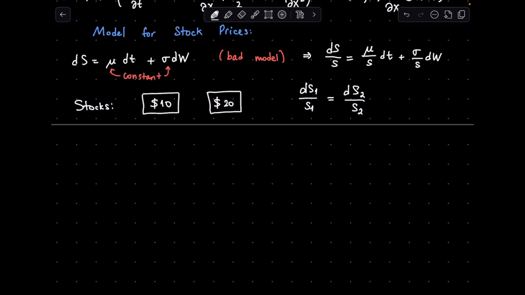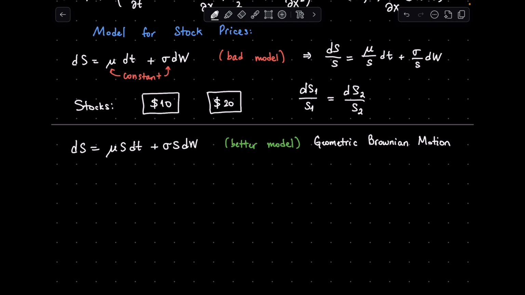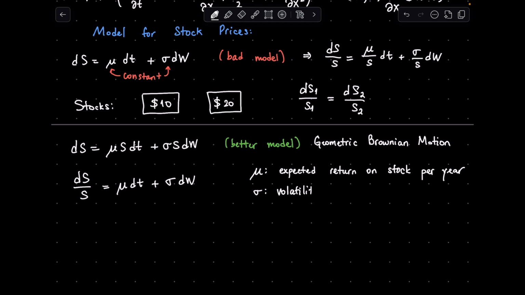To fix that, we will simply multiply the drift and diffusion terms by S. This is a better model, and it's also known as geometric Brownian motion. Now you will see that the drift and diffusion coefficients stay constant as the stock price changes. Once again, here mu is the expected return of the stock per year, and sigma is the volatility of the stock price per year. This new model is important.